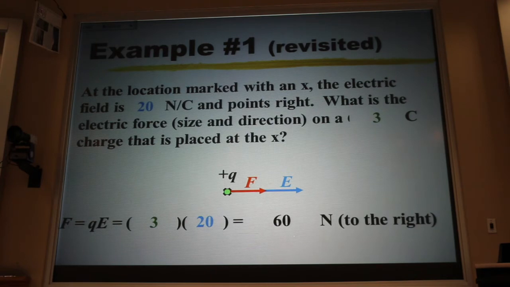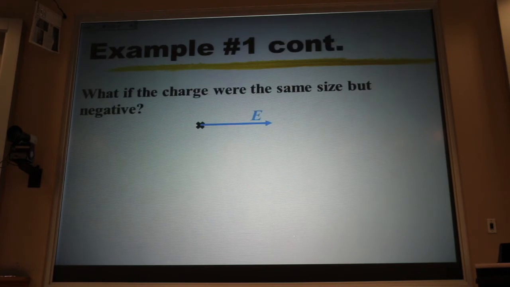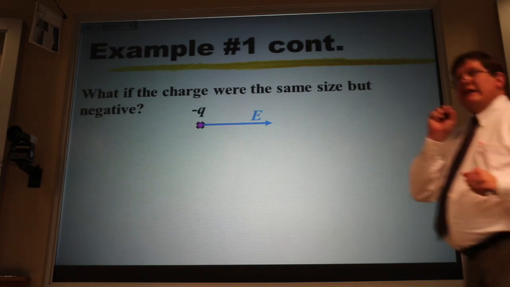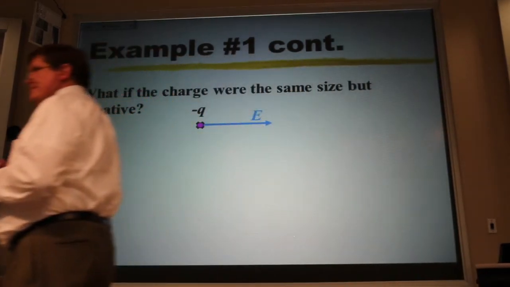That 20 is the rate. $20 per gallon. That's in Europe. Okay? And I want 3 gallons. Well, that would be 3 liters. Oh, we got that. Now, what if that charge that I put there were the same size, but it was negative? What if it was negative 3 coulombs?